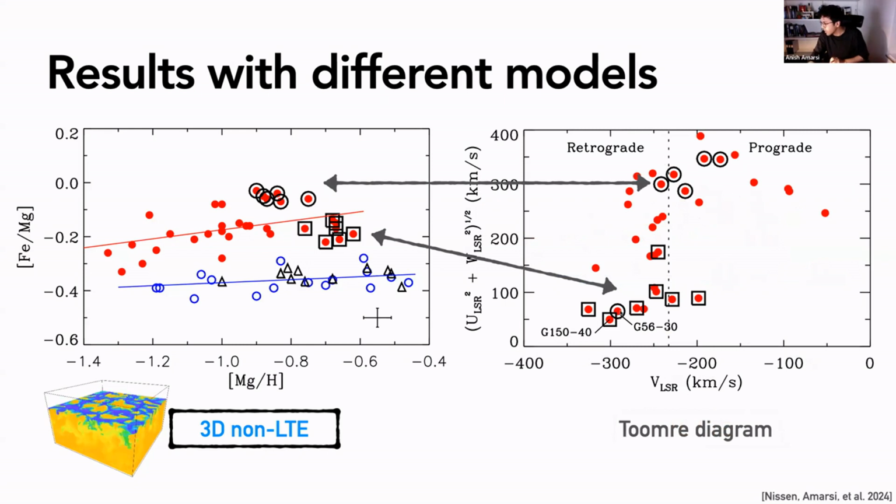There's one exception here, but this one also has weird abundances of, for example, sodium. So for the most part, it does look like the 3D non-LTE modeling can perhaps help us resolve substructures in this low alpha component, which is kind of interesting, kind of exciting.